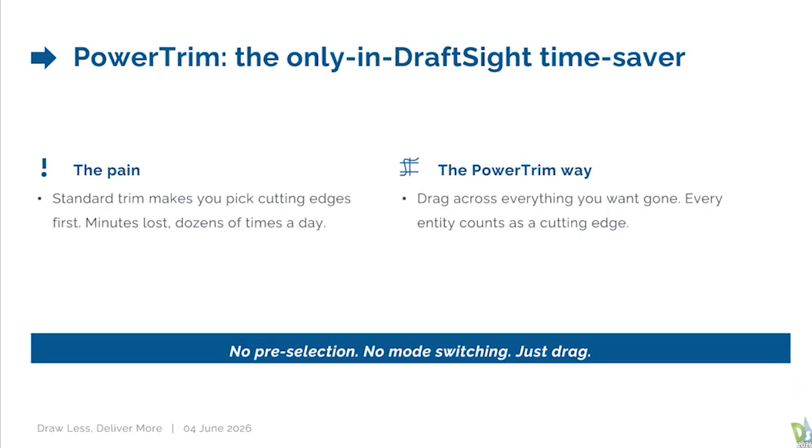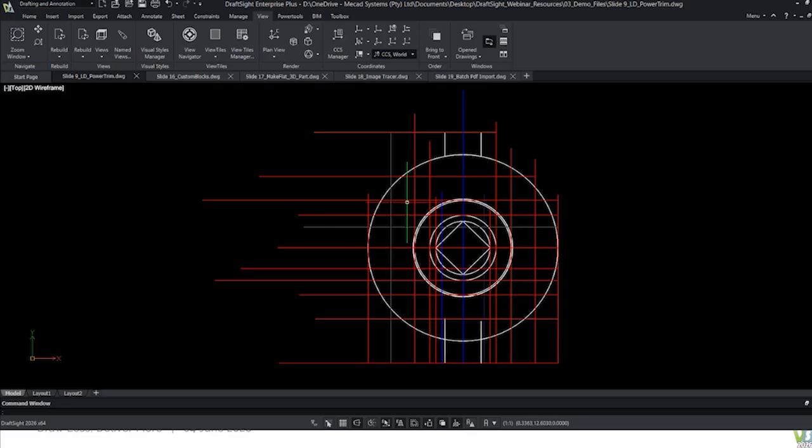So I'm going to go into a live demo, and I'm going to show you one of the time savers. Every draftsman hates modifying, editing, and fixing drawings. And the pain that does occur is standard trim makes you pick cutting edges first. So minutes get lost dozens of times a day. It might be 1 or 2 drawings, 2 or 3 lines, but what happens if it is a shop floor, or a whole bunch of reference lines that need to be cleared? So by just having certain tools available for you to use, you can save so much time. So I'm just going to head over to my DraftSight quickly.